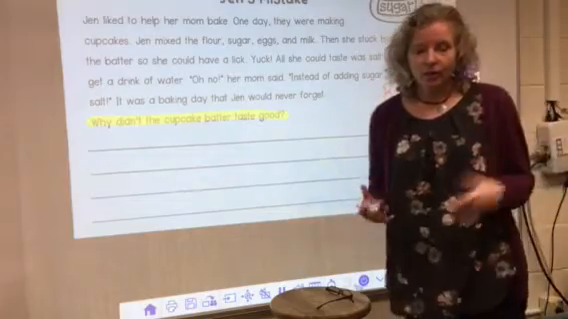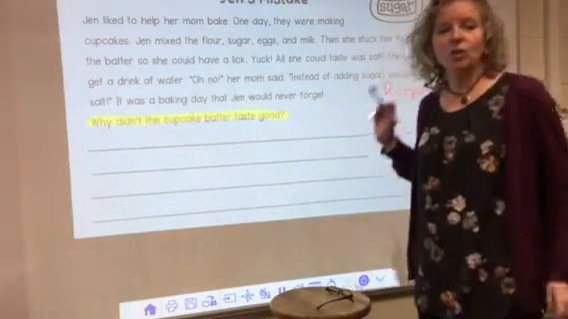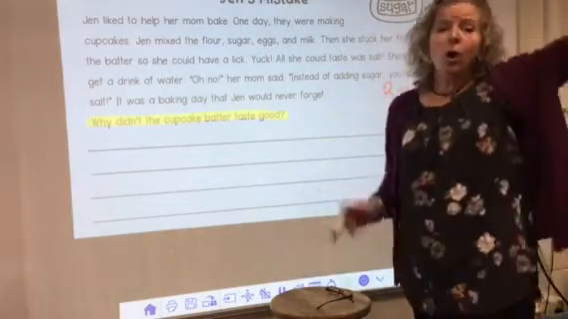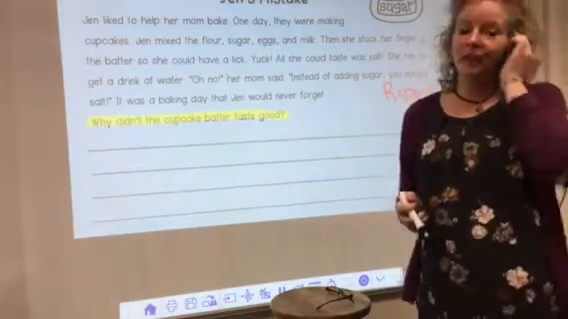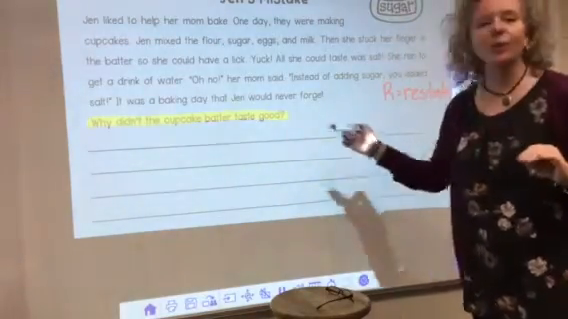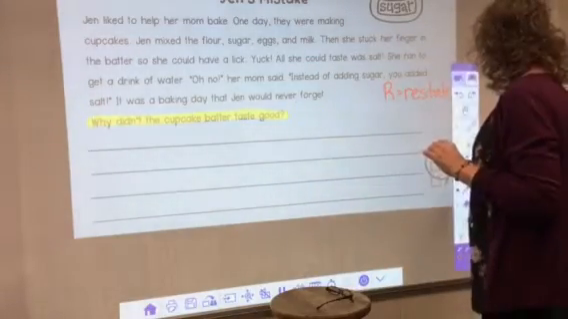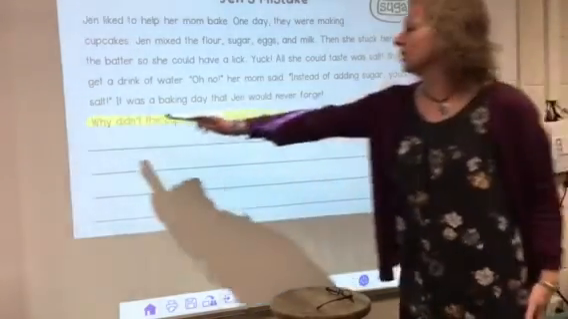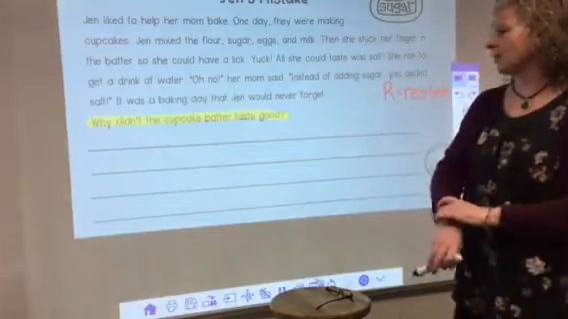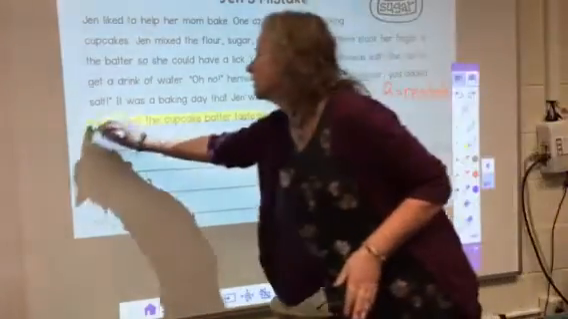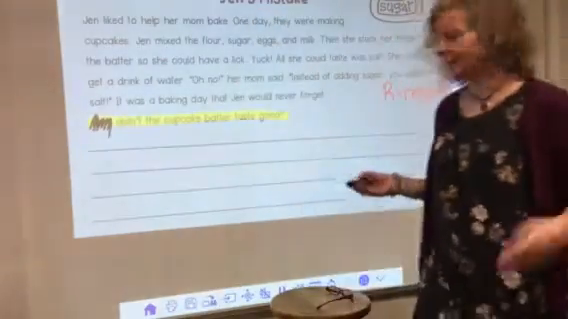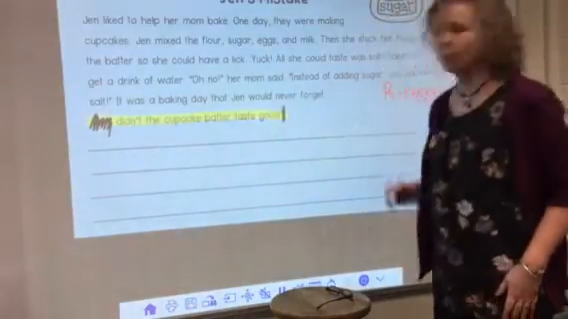Now I'm going to tell you, third graders, you want to quickly answer that question and say, oh, I know why it didn't taste good. But we're learning how to do a RACE response. So the first thing we have to do is restate the question. We found the question: why didn't the cupcake batter taste good? Let's get rid of the question word, why, and the question mark.